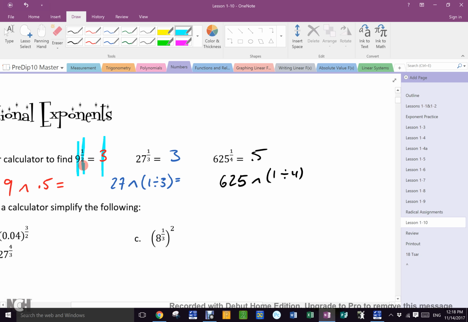Now, what do you know about a relationship between 9, 3, and an exponent that has a 2 in it? Square root of 9 is 3, right? Okay. What do you know about 27, 3, and an exponent with a 3 in it? It's cube root. Great. Which tells you what about 625, 5, and 4? It's the fourth root of 625, right?